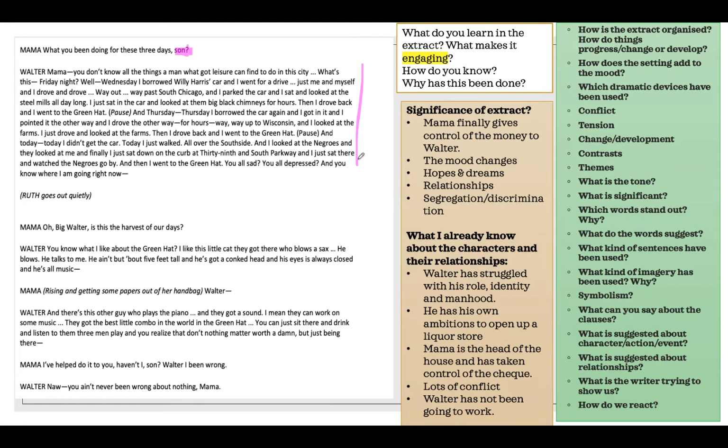And I'm also going to remember that it's a play. So while he's speaking, Mama is going to be listening. So all the focus is going to be on Walter. Mama is going to be focused on Walter. We as the audience are going to be focused on Walter.